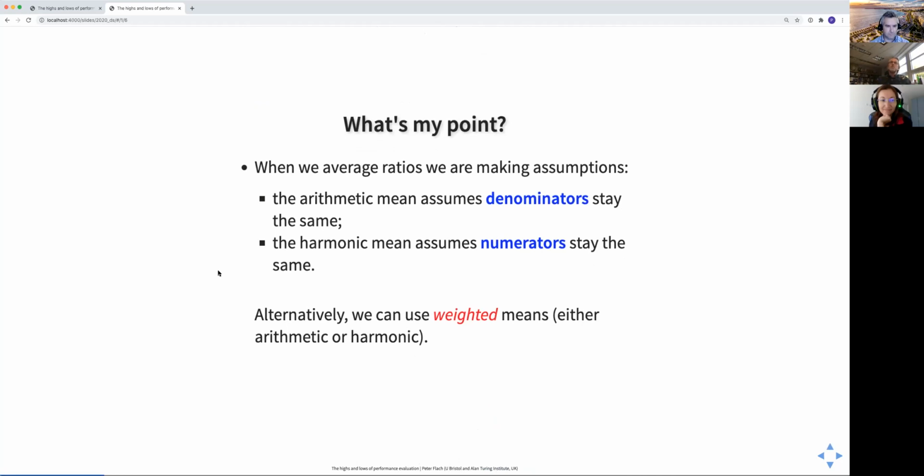So that's summarized here. When we average ratios, we're making assumptions. The arithmetic mean assumes the denominator stays the same, which was time. And the harmonic mean assumes the numerator stays the same, which was distance in our example. So alternatively, as I said, we can use weighted means, and then we can use either of them.